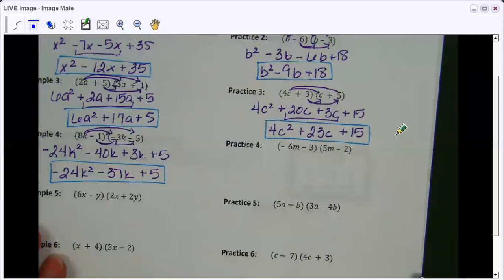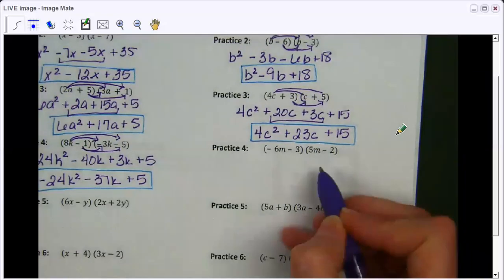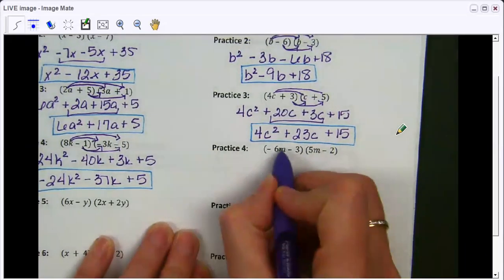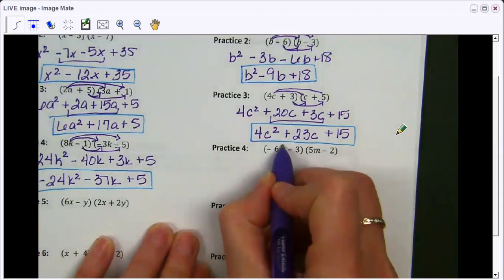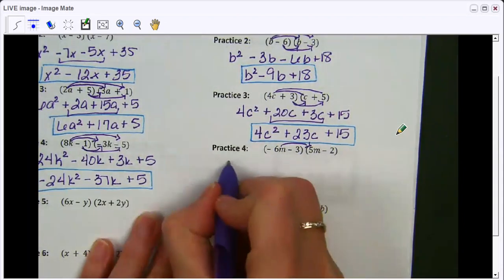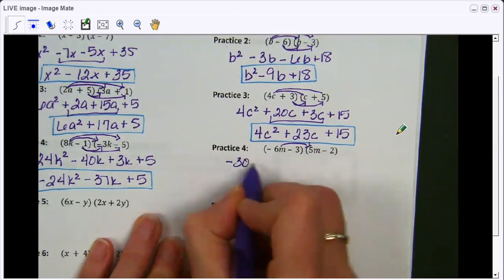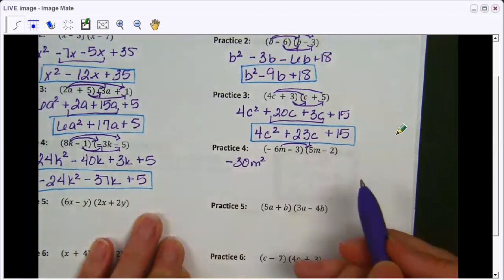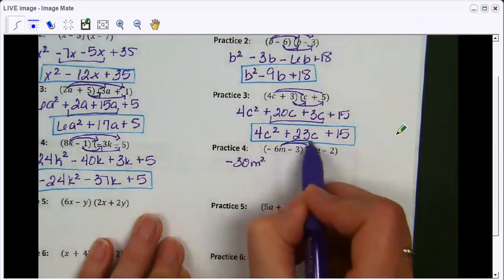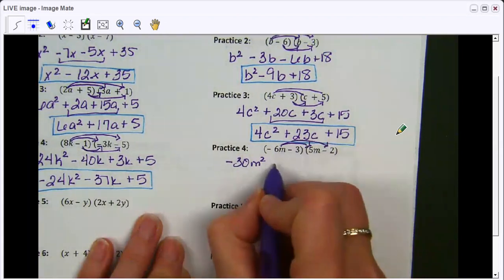All right, you guys gonna tell us how to do practice 4. Go ahead. All right, so first you have to do -6m times 5m. You get -30m squared. And then you have to do -6m times -2. And negative times negative is a positive, so plus 12m.